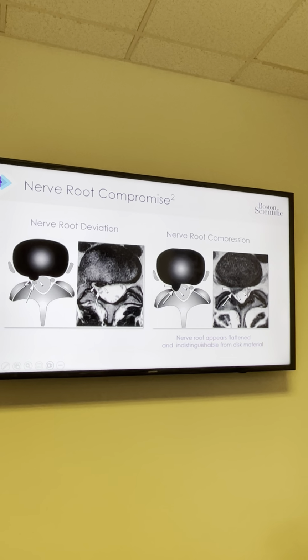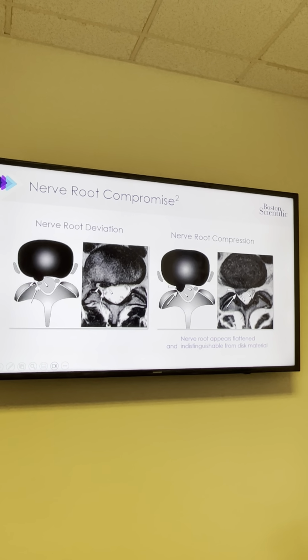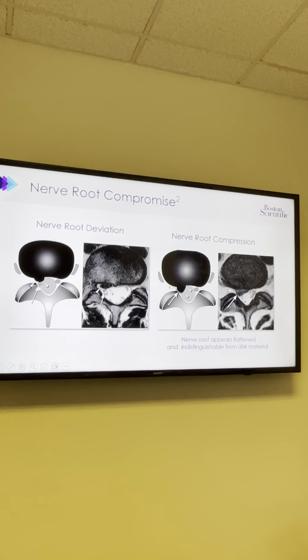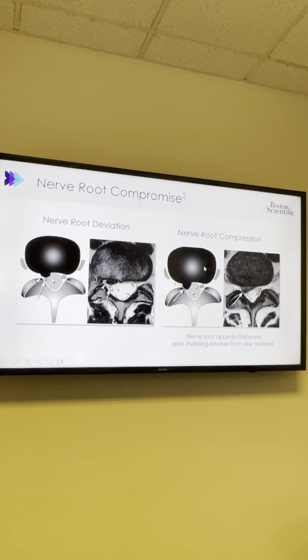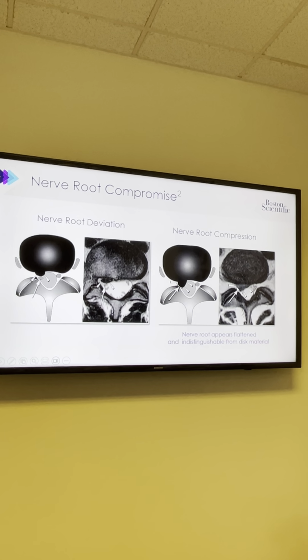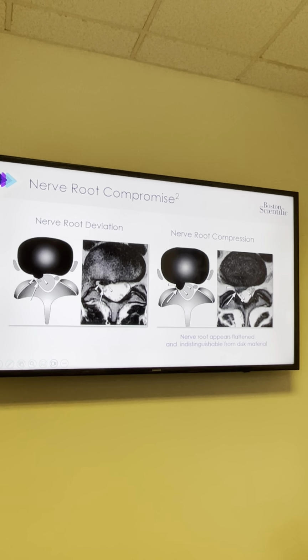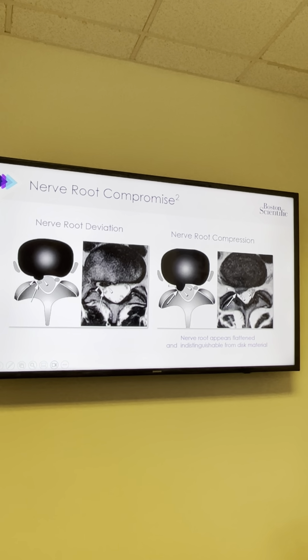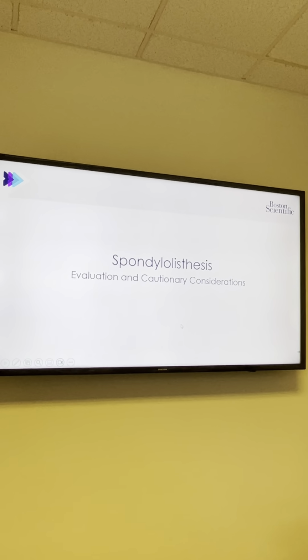We talked about this earlier. A good example: we had a nerve root deviation, or what did we say? Displacement. Yeah, nerve root displacement. And then obviously here's a compression. If you get a good MRI, you'll actually see it looks like a flat pancake right under the disc, and it becomes, again, indistinguishable from the material.